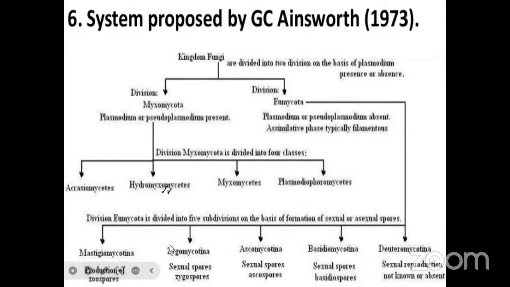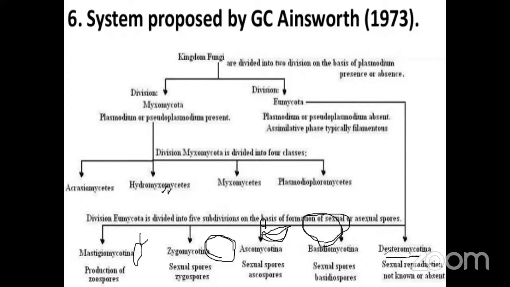Mastigomycotina, Zygomycotina, Ascomycotina, Basidiomycotina and Deuteromycotina. Mastigomycotina produces zoospores, that means flagellated, motile spores. Whereas Zygomycotina has the zygospores, a zygous-like fruiting body. Ascomycotina has the ascospores, a saucer-shaped fruiting body with ascospores in the ascus. And Basidiomycotina, already told you, has the basidium, button shape. And Deuteromycotina, already told you, are imperfect fungi.